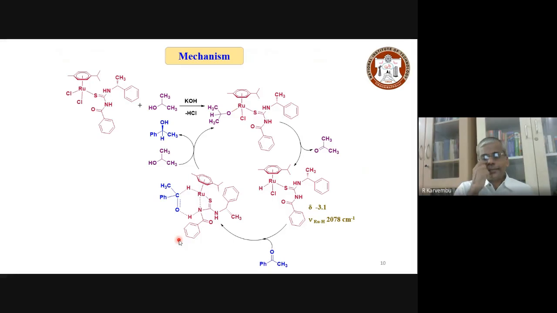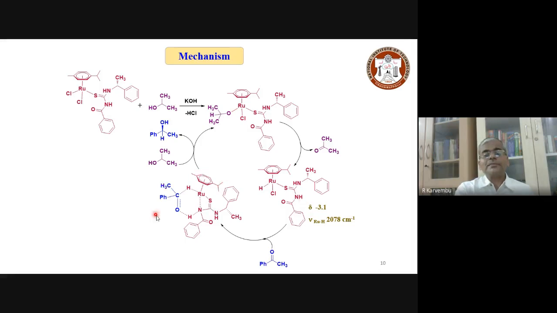And this is the mechanism. We also have some proof for this mechanism. Initially, a ruthenium alkoxide species is formed from the ruthenium catalyst and the hydrogen donor, and this ruthenium hydride species is formed from the intramolecular hydrogen transfer, and we have identified this compound by means of NMR and IR spectroscopy. This ruthenium hydride species interacts with the substrate to form a 6-membered cyclic transition state. The interaction happens through the ruthenium hydride and the N-hydrogen bonds.